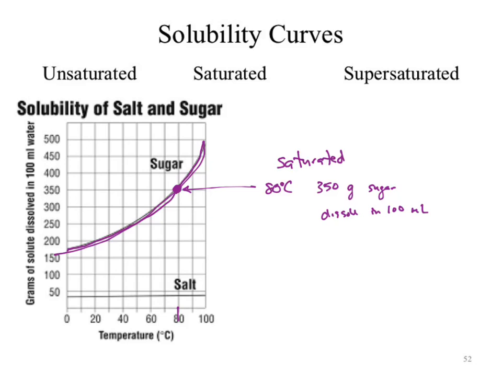What if I'd only dissolved 200 grams of sugar at 80 degrees Celsius? So now I'm looking at that blue dot, right? Could I dissolve more? Yeah. So how might I describe that blue dot? Should I call it saturated anymore? No. There's the potential to shove more sugar into it, right? Which means that blue dot is unsaturated.